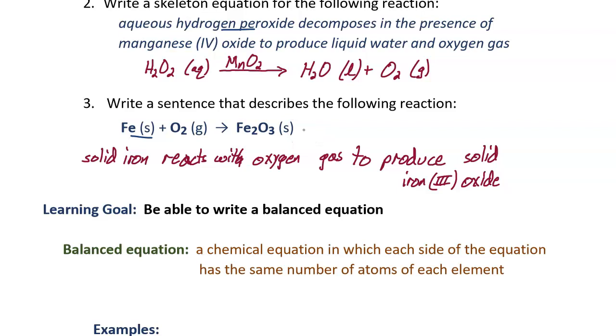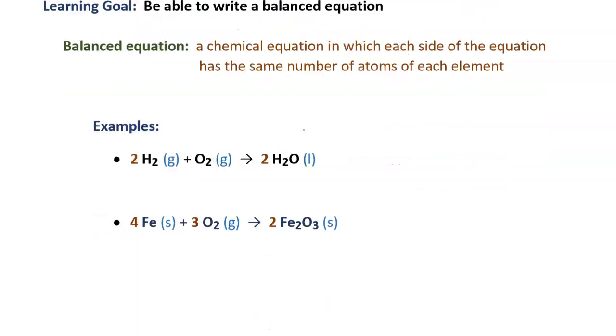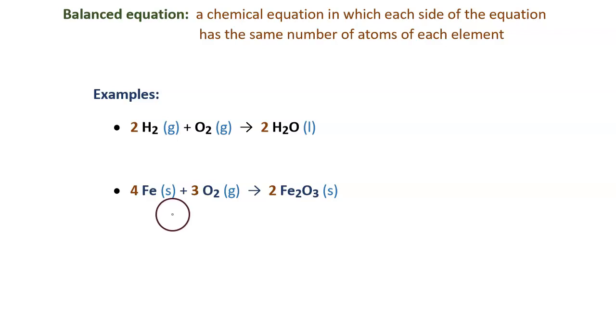For the next learning goal, let's learn how to change skeleton equations into balanced equations. A balanced equation is a chemical equation in which each side of the equation has the same number of atoms of each element. Here are some examples of balanced equations.